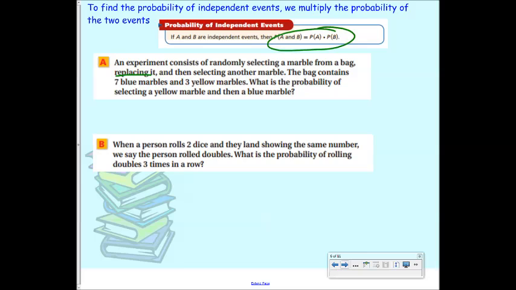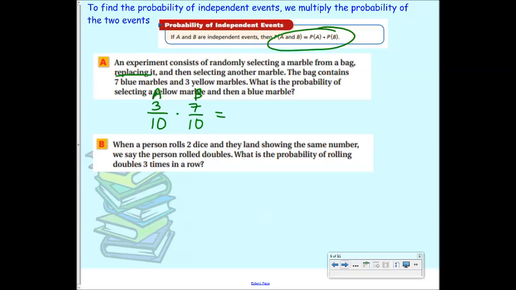Okay, the bag contains 7 blue marbles and 3 yellow marbles. What's the probability of selecting a yellow marble and then a blue marble? So how would we do this? 10 and 3. I agree with the 10. So the 3 out of 10 is for which one? For the yellow. And what's the blue? The 7. 7 out of 10. And what do you do with those two numbers? Multiply them, because that's what the rule is. So the probability of that event happening is you multiply those two events. So this is event A, the yellow marble, and this is event B, the blue marble.